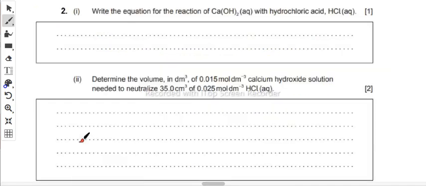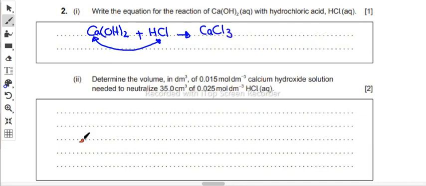Continuing now with question number 2. Write the equation for the reaction of calcium hydroxide and hydrochloric acid. So this is an acid-base chemical reaction actually. So I'm going to add the calcium and the chlorine will react together in order to form the salt. So this produces calcium chloride plus the hydrogen and OH. They will both react in order to form the water. So this is CaCl2, and there will be the water molecule as well produced.